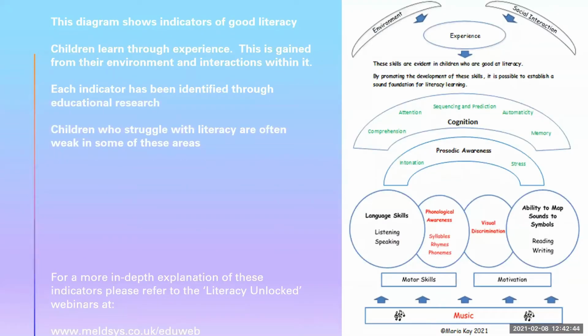This diagram shows indicators of good literacy. Children learn through experience. This is gained from their environment and their interactions within it. The skills on this diagram are evident in children who are good at literacy. By promoting these skills, it is possible to establish a sound foundation for literacy. Each indicator has been identified through educational research. Children who struggle with literacy are often weak in some of these areas.